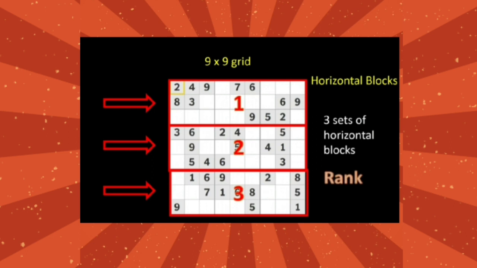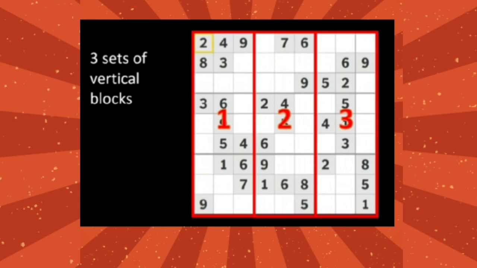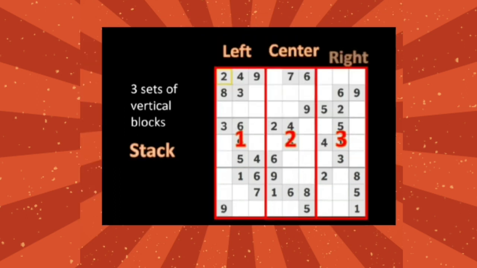These are the horizontal blocks. The 3 sets of horizontal blocks are called rank. It has top rank, middle rank, and bottom rank. Here's the other one. Take a look. These are vertical blocks. The 3 sets of vertical blocks are called stack. It has left, center, and right stack.